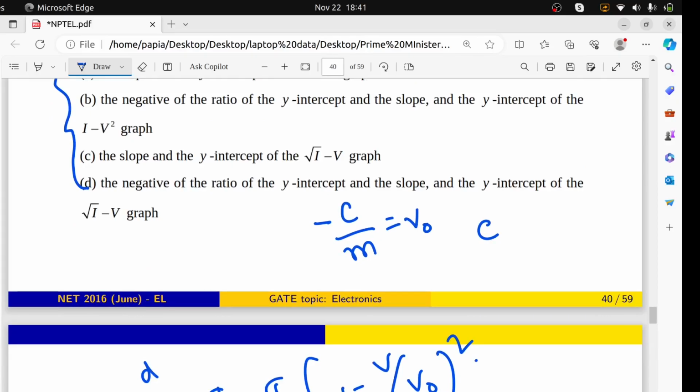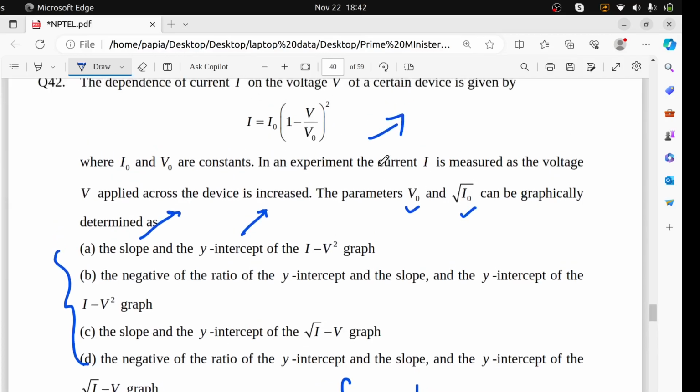Okay? I hope it is understandable. If you have any question, you just ask me. So for that case, what we need to check? We need to check the expression of V0 and root over I0 in terms of slope and y-intercept. Now we have already discovered the result. Root over I0 is nothing but the y-intercept of the root I V graph, and V0 will be the case if I take the ratio of minus C and M. Okay, I hope it's understandable.